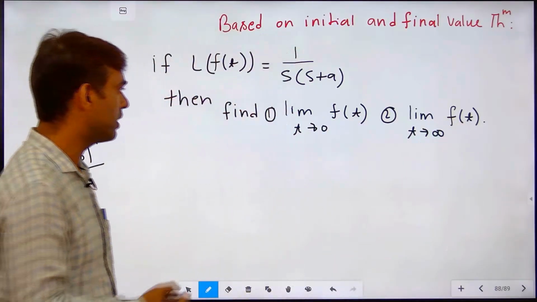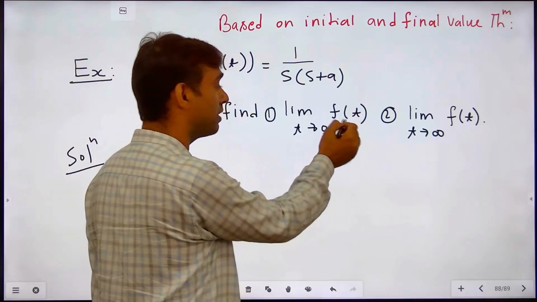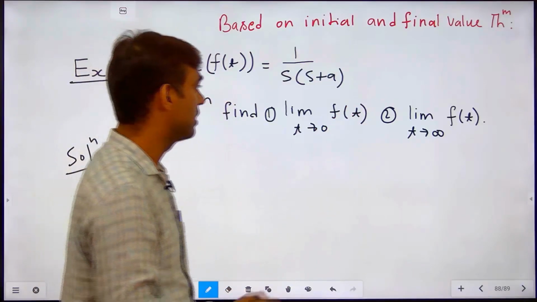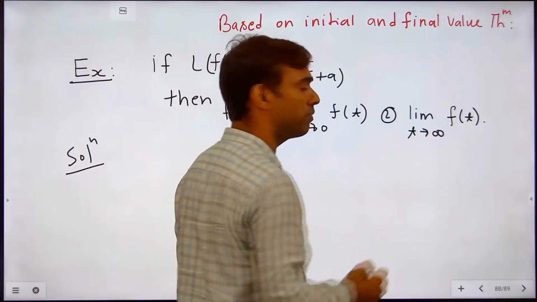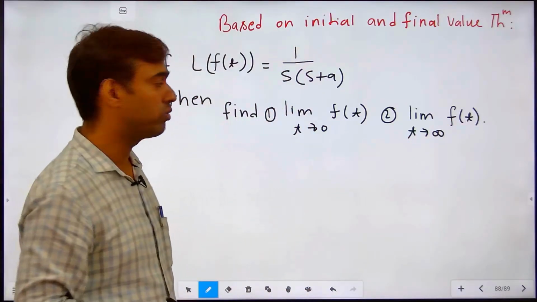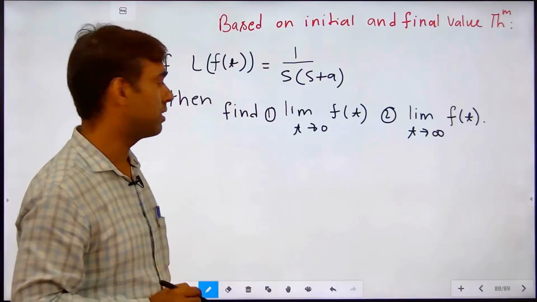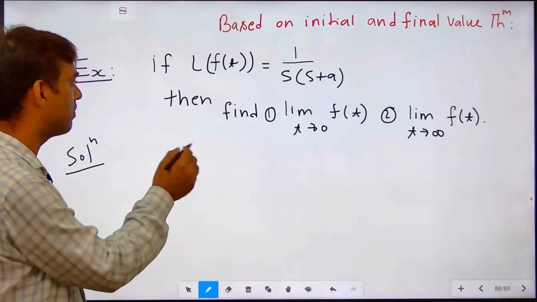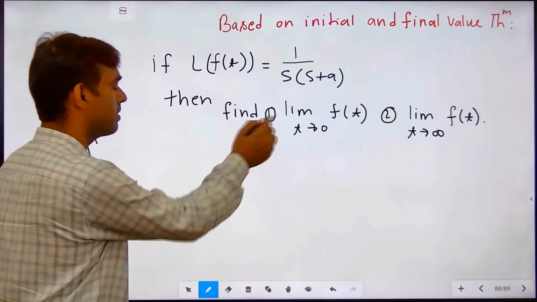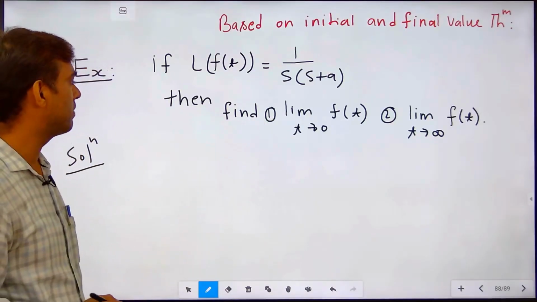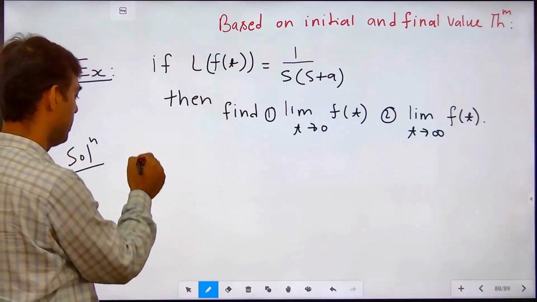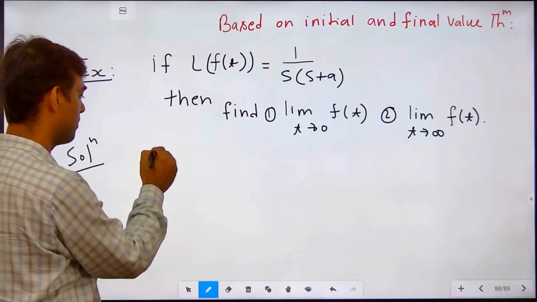So, as we know, by the initial value theorem, the limit as t tends to 0 of f(t) equals the limit as s tends to infinity of s F(s), and by the final value theorem, the limit as t tends to infinity of f(t) equals the limit as s tends to 0 of s F(s). So, in order to find the value of the first one, the limit as t tends to 0 of f(t), the Laplace transform of f(t) is given.